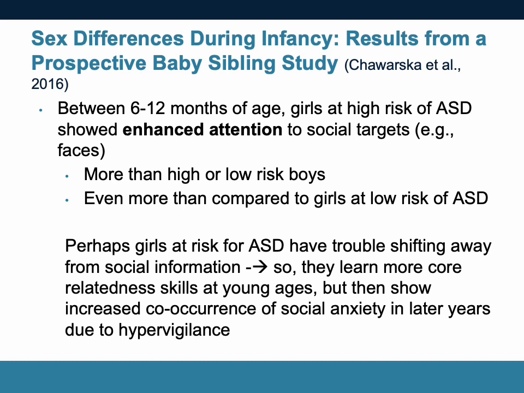Well, during infancy, we'll basically go chronologically here. We have some evidence from some cognitive neuroscience protocols that between the ages of 6 and 12 months of age, girls are showing a particular risk for ASD when they show too much attention to social targets. In other words, they have an increased problem looking away from stimuli. And that fixation could be associated with increasing co-occurrence of social anxiety in later years.